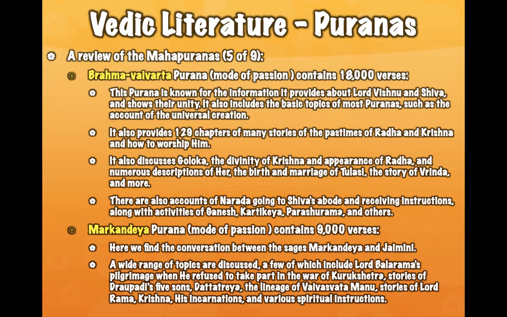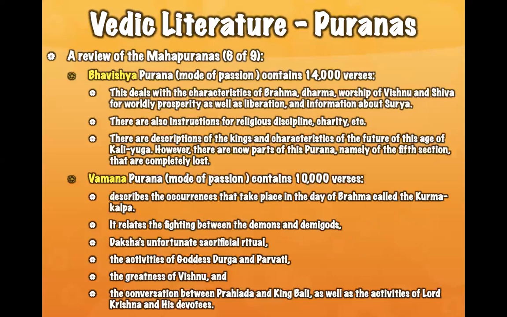Markandeya Puran is the next one. 9,000 verses. Here we find the conversation between the sages Markandeya and Jaimini. A wide range of topics are discussed, a few of which include Lord Balaram's pilgrimage, when he refused to take part in the war of Kurukshetra. Stories of Draupadi's 5 sons, Dattatreya's incarnation of the Lord, the lineage of Vaivasvata Manu, stories of Lord Ram, Krishna incarnations, and various spiritual instructions. So these are the last 2 in the mode of passion.